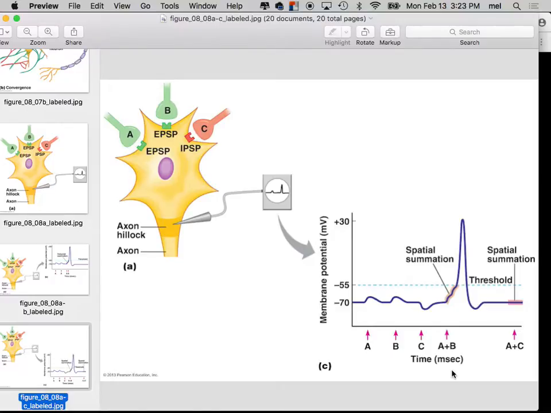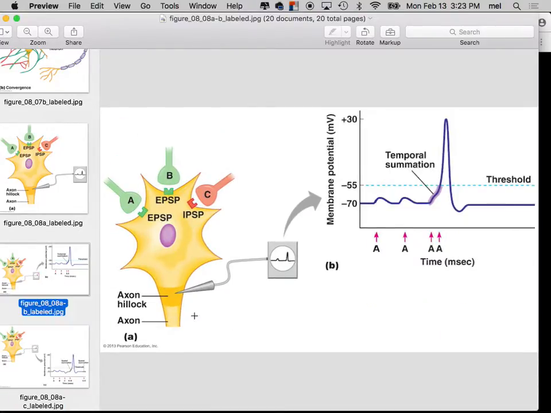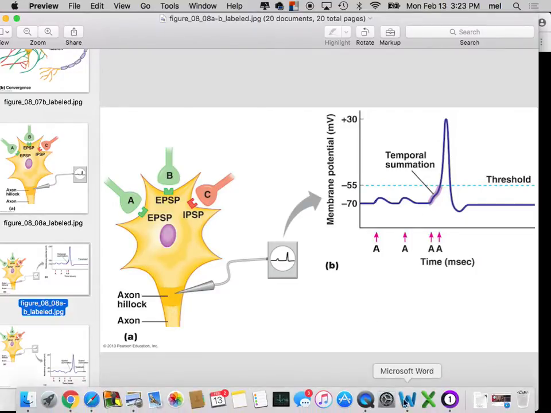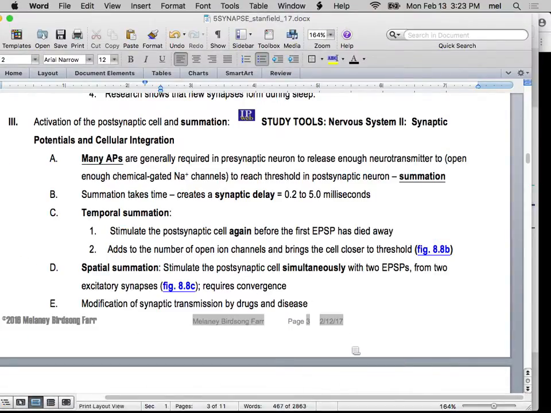Now, to her comment, this one right here requires what? Convergence or divergence? Spatial requires convergence. Does temporal require convergence? No, temporal is one-to-one. That make sense? Got it? Okay, so that's temporal and spatial summation.